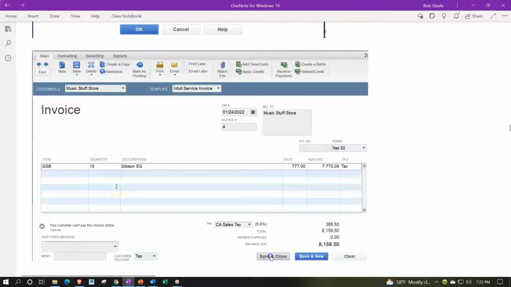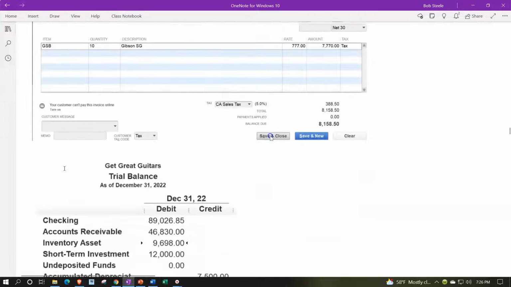What's this going to do to the trial balance, to the accounts, to the financial statements? It's going to increase the accounts receivable by the total $8,158.50. The other side goes to sales, but only for the $7,770. Sales tax payable goes up by $388.50. Inventory goes down by an amount not on the invoice, but known by the system, driven by the item. And the cost of goods sold goes up by that same amount as the inventory going down. There is also an impact on the subledgers for accounts receivable by customer, and inventory by the units of inventory.